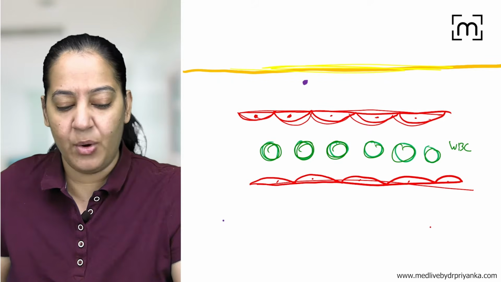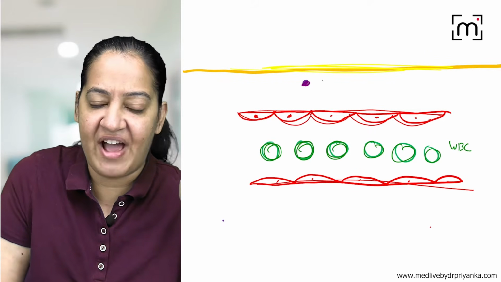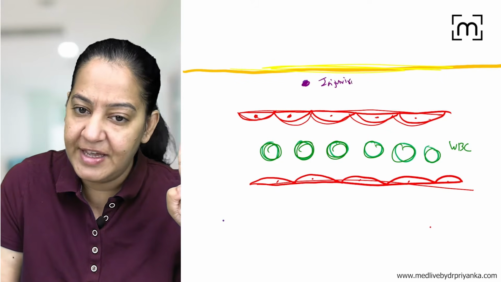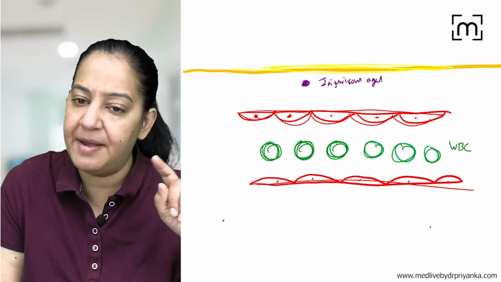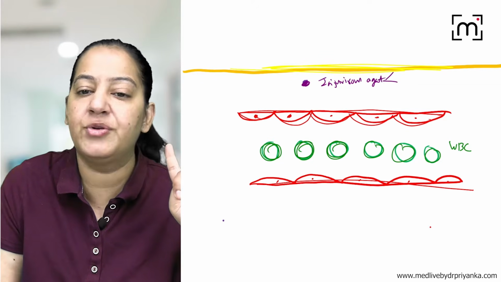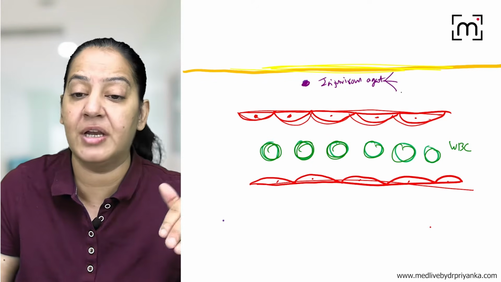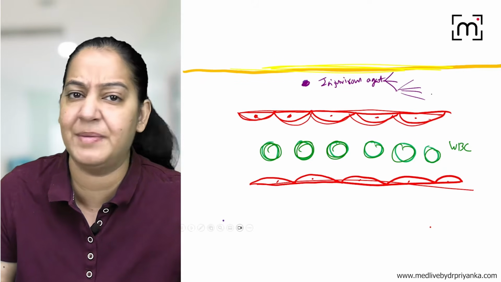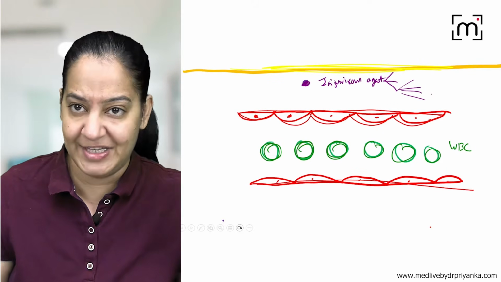Okay, and can you see what I have drawn here? This is the infectious agent. I mean injurious agent. It can be physical injury, chemical injury, biological injury. In the biological injurious agents, it can be a bacteria, virus, fungus, parasite. It can be anything. It can be some inert material. So I will call it the injurious agent.